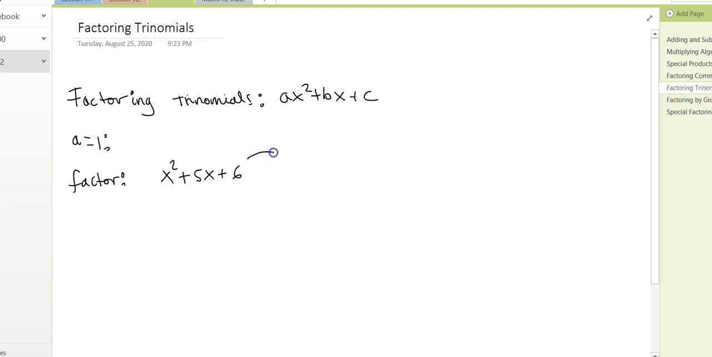So these are the ones where you're looking for two numbers, and you may have done this back in algebra. Two numbers that multiply to 6 and add up to positive 5. So this is where you want the product to be, and this is what you want the sum to be, the middle term. So the numbers are 2 and 3, positive.